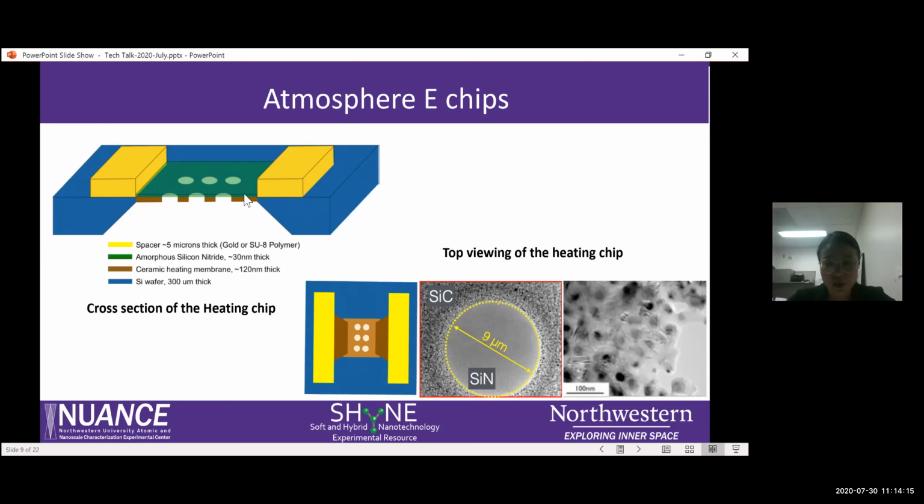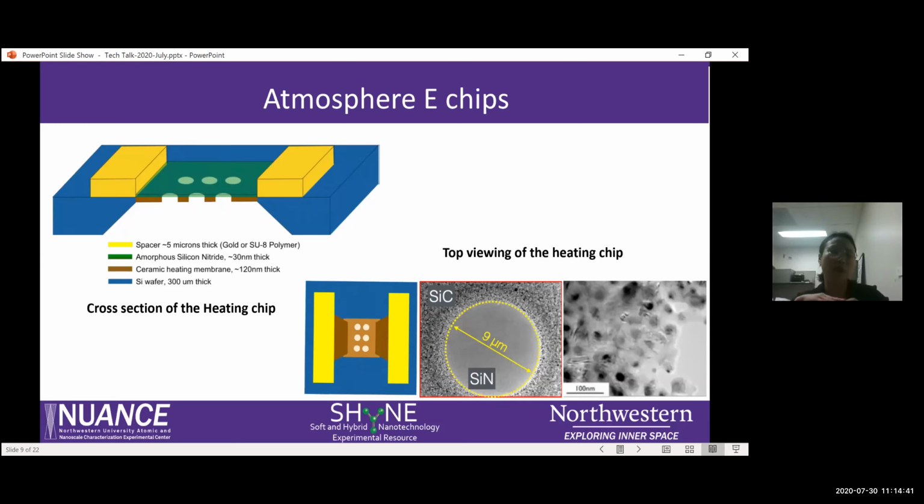We have a silicon nitride membrane, which is electron beam transparent. We saw this for these six circles. They are the silicon nitride on the brown area. This is a ceramic heating membrane. The heating membrane is silicon carbide. You can see it under the microscope, like in the right bottom image.